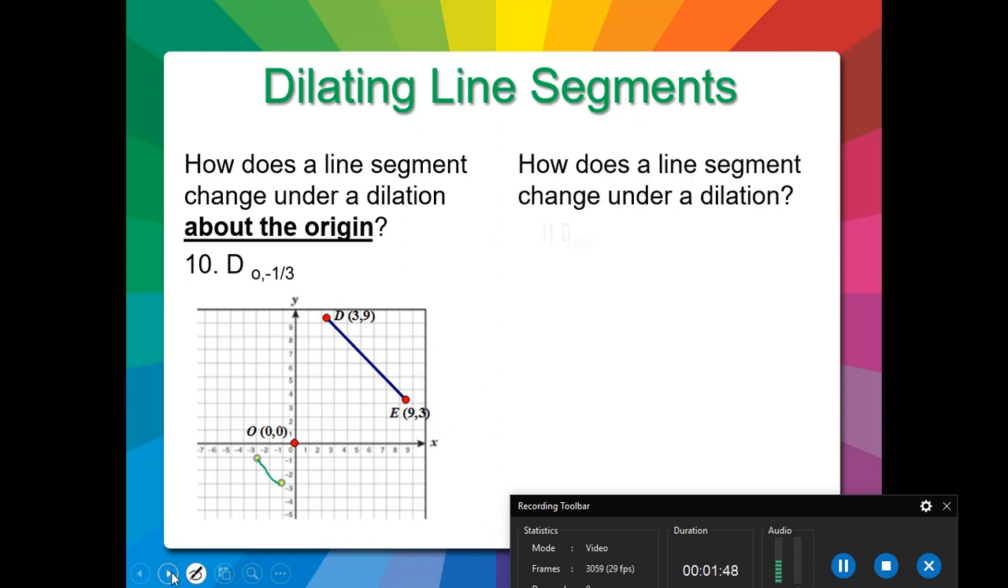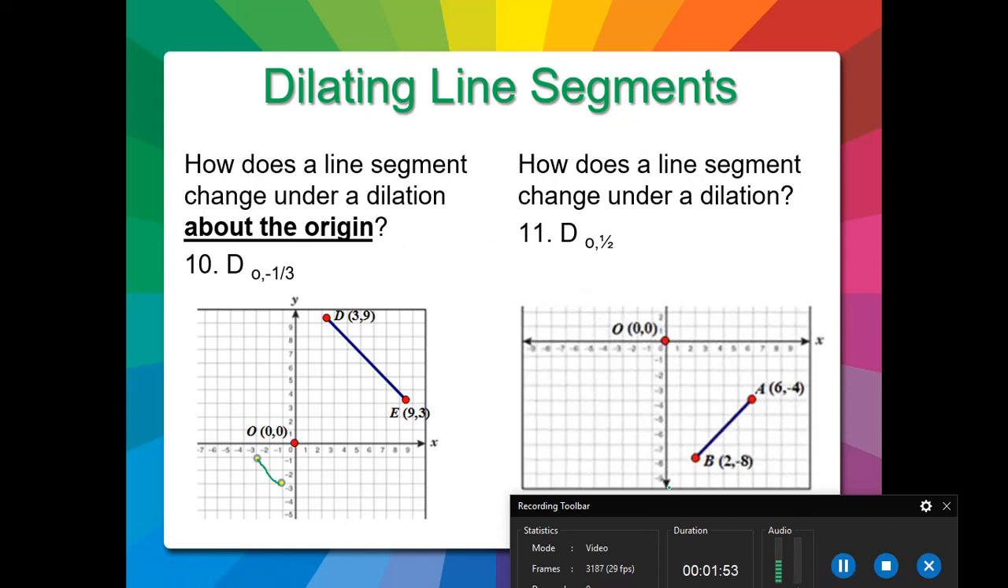Let's try this again with another line segment. We're dilating by a scale factor of 1/2. The positive scale factor will keep it on the same side as the pre-image. It will just move it closer to the center of dilation. And again, as we dilate about the origin, we're going to multiply 1/2 times 6 and -4. So our new location for A prime is at 3, -2.